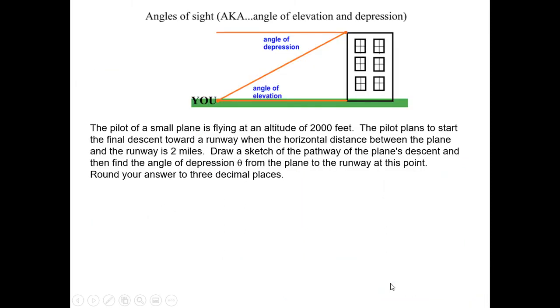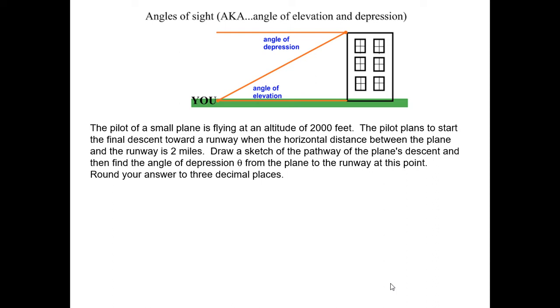All right, let's take a look at a real-life application. The pilot of a small plane is flying at an altitude of 2,000 feet. The pilot plans to start the final descent towards a runway, which is when the horizontal distance between the plane and the runway is 2 miles. Draw a sketch of the pathway of the plane's descent, and then find the angle of depression theta from the plane to the runway at this point. Round your answer to 3 decimal places.